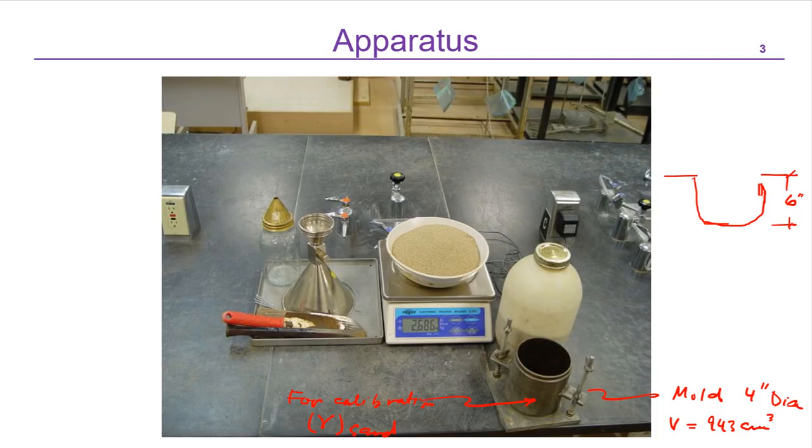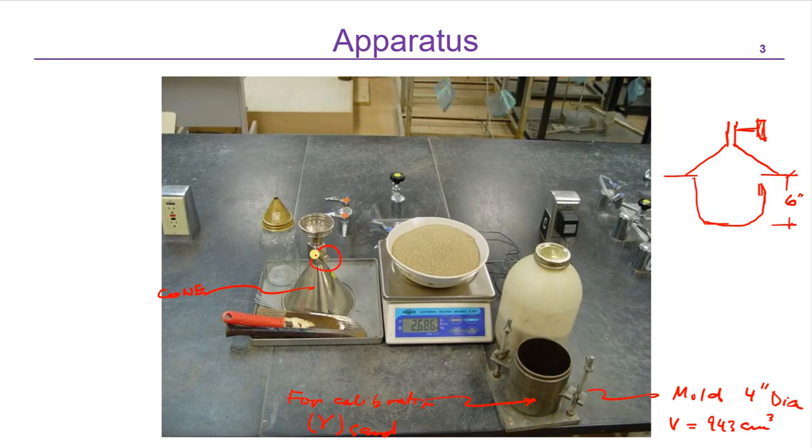Then we are going to place the equipment. This equipment has a cone shape here. I will show you. This is that cone, or funnel. We call it a funnel or cone, and this cone has a valve here.